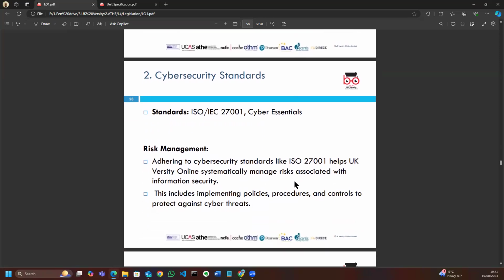Then we have cybersecurity standards, where we're looking at ISO and IEC 27001 and Cyber Essentials, where when it comes to risk management, these standards are going to help UK Versity Online to systematically manage any sort of risk associated with information security. And this will now include implementing policies, procedures, and controls to protect against cyber threats.